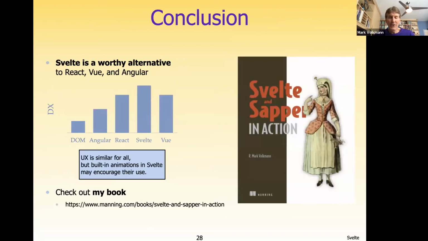So my conclusion is that I think Svelte is a really good alternative to the other frameworks. And the bar graph you see here is just my personal assessment of how I feel about the developer experience of using these different frameworks.